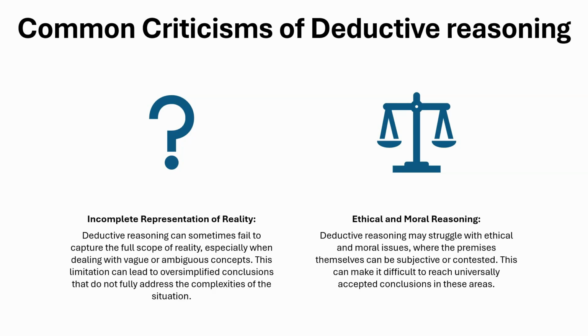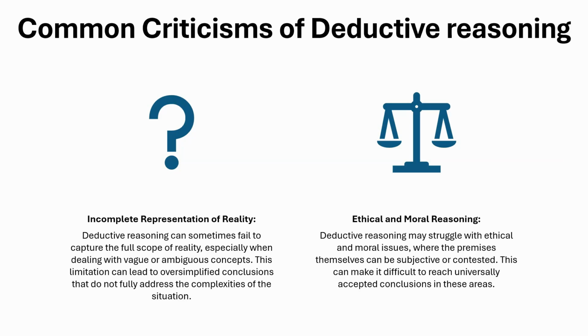There is also a very big challenge with regards to dealing with the emotive side of life. If we look at ethical and moral reasoning, it can be very difficult to form simple, straightforward premises and conclusions when people have their own subjective opinions about the premises that are being put forward and the conclusions that are being drawn. And so deductive reasoning is incredibly hard to apply to situations like ethical and moral reasoning.